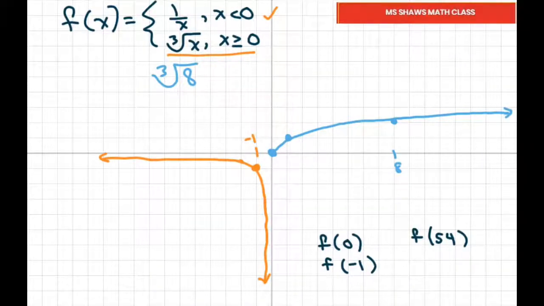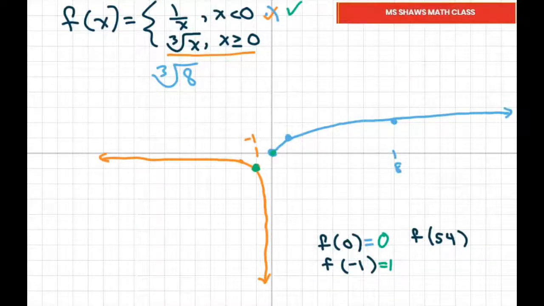So there's your graph. And now we have to evaluate these three. f of 0 can't go in this one, but f of 0 is 0. You can see it right here. So that just equals 0. f of -1 goes in this first one, and that just equals -1, which was this point right here.